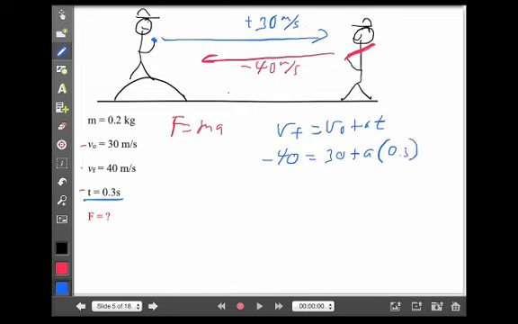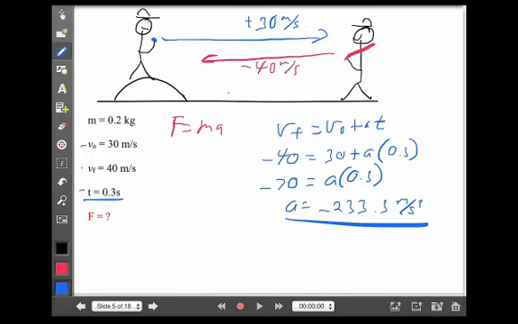And think about it. Because that ball had to go from 30 down to 0, because we're going to change directions, and we always got to stop before we change directions, and then from 0 up to 40 the other way. That's a change of 70 the other way, not 10. Very common mistake. So when I subtract 30 from each side, I get negative 70, as I should, a change of 70 meters per second the other way, which gives an acceleration of negative 233 1/3 meters per second squared.